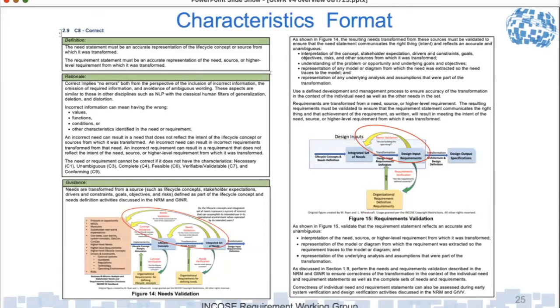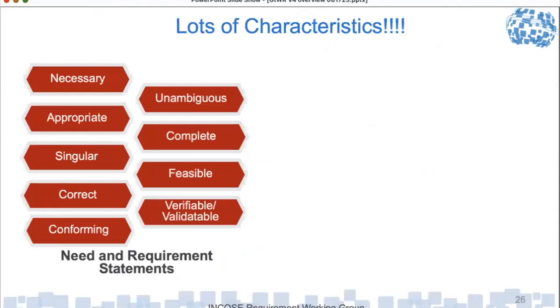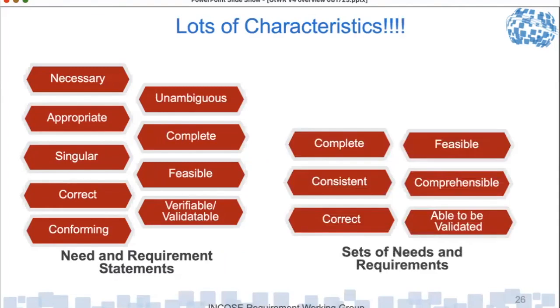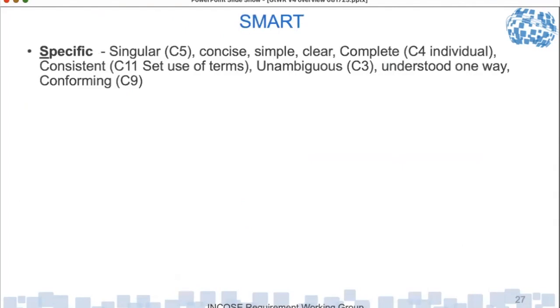The format of the characteristics: there's a title, there's a definition of each characteristic, there's rationale, why that characteristic is necessary, and there's guidance. And you can see we pulled some of the figures from the needs and requirements manual to help illustrate those characteristics in better form. There's lots of characteristics, and that can get kind of confusing for people. So there are different ways of dealing with that.